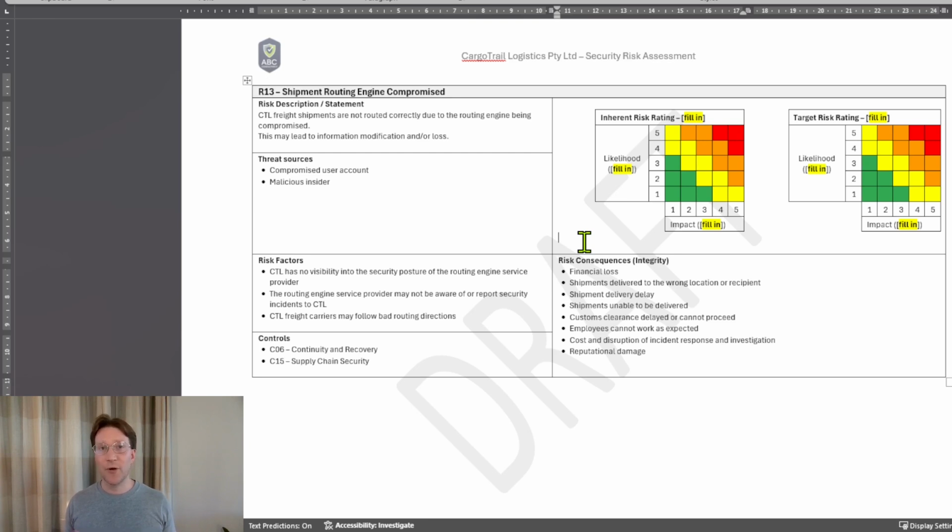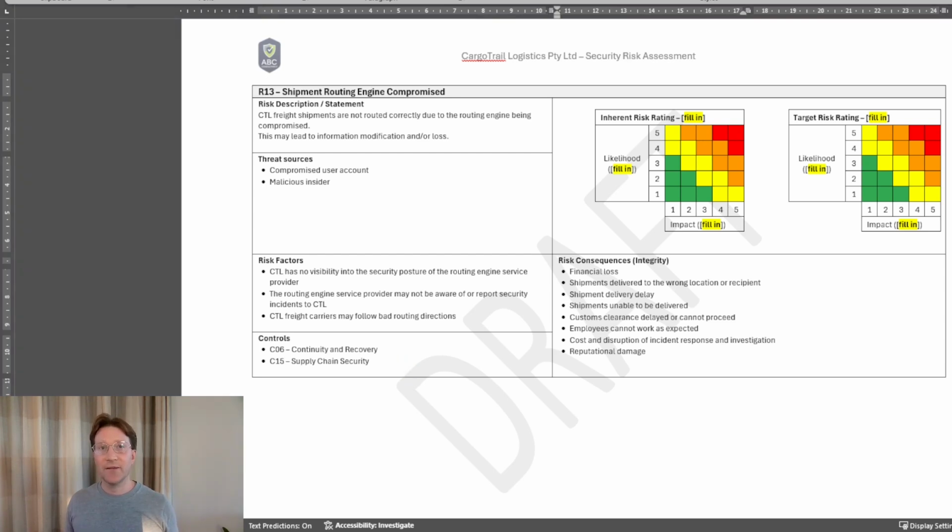We also assume that we do not have that big of an impact because it is one particular system and the controls are going to be the same, that we have continuity and recovery to reduce the impact. If the supplier has a problem, we have backup plans on what to do, and we reduce the likelihood with supply chain security. So we ideally choose a more resilient supplier to begin with.